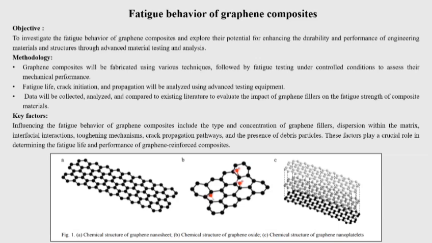Fatigue life, crack initiation, and propagation will be analyzed using advanced testing equipment. Data from them will be collected, analyzed, and compared to the existing literature to evaluate the impact of graphene fillers on the fatigue strength of composite materials. The key factors influencing the fatigue behavior of graphene composites include the type and the concentration of graphene fillers, dispersion with the matrix, interfacial interaction, toughening mechanism, crack propagation pathway, and the presence of particles.